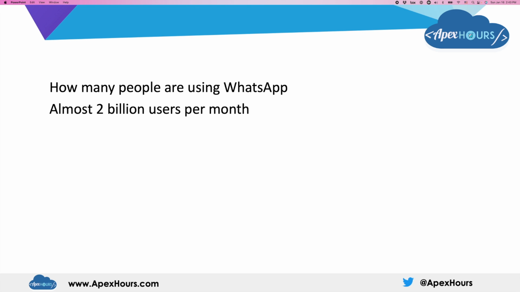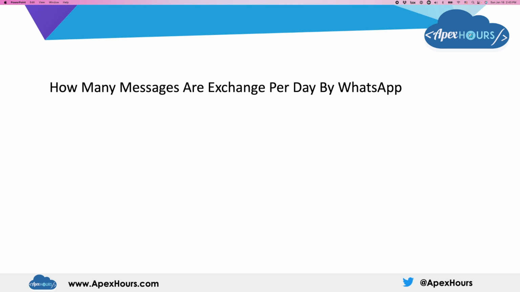Now let's go to another trivia. How many people are using WhatsApp right now on the planet? The correct answer is almost 2 billion users per month. Another one: how many messages are exchanged per day on WhatsApp? Now the number is mind-blowing. 65 billion messages per day. That might have increased. These numbers that I'm sharing are a few months old.